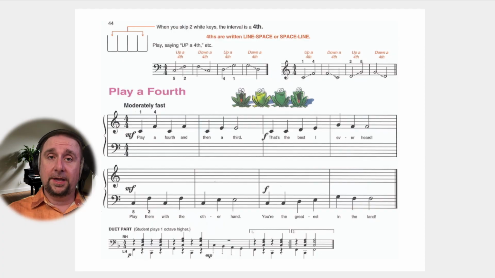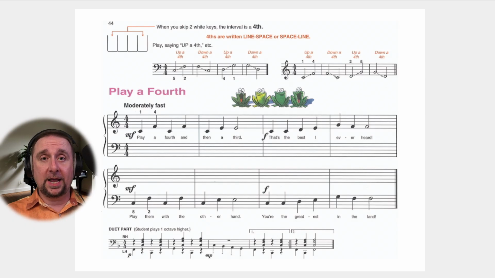So pause the video, try out the second line sight reading it, make sure that you get the half notes as 2 counts, the quarter notes as 1 count. Don't worry so much about those dynamics, and I'll see you in a minute.